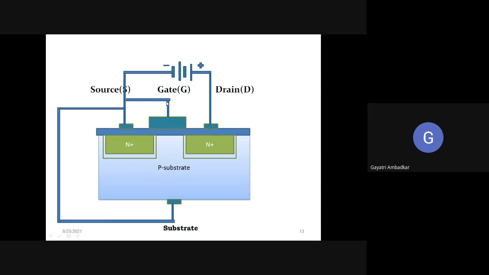What about the gate terminal? Now we will see how this gate is playing a role. So first of all, we will short the gate with the source. The voltage which I am applying here, I will call it VDD, that is the supply voltage, or as I am connecting it between drain and source, I will call it VDS.